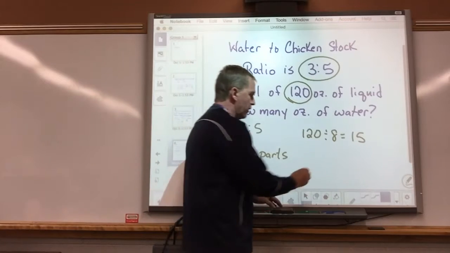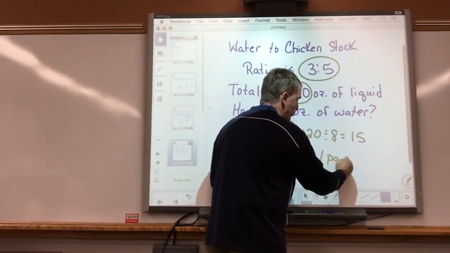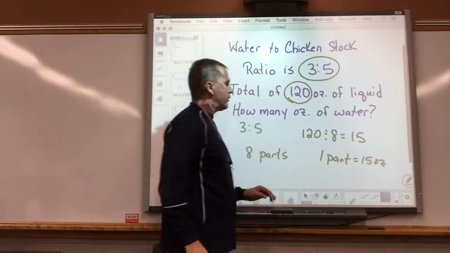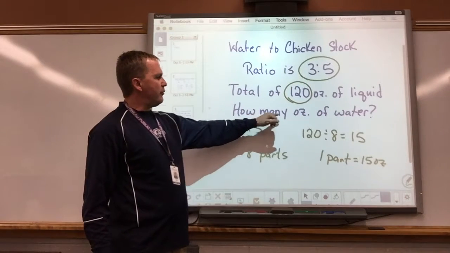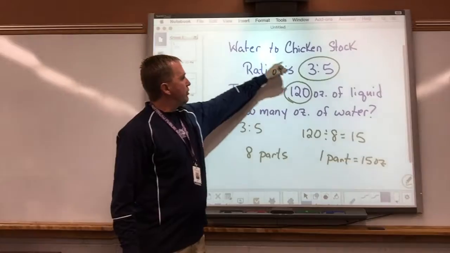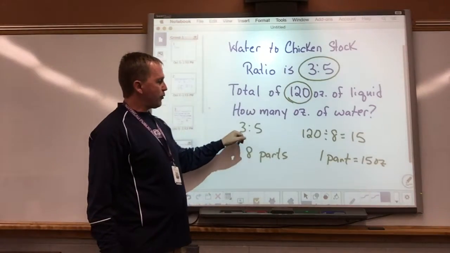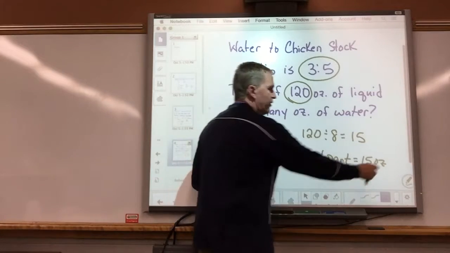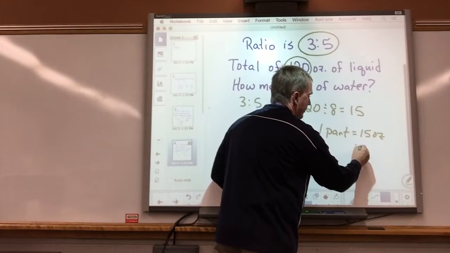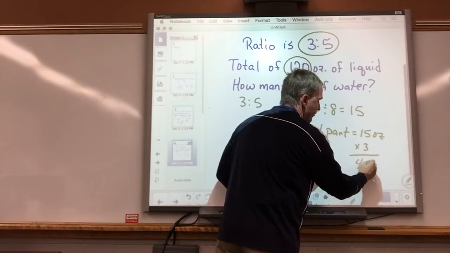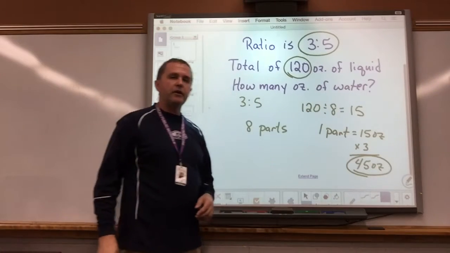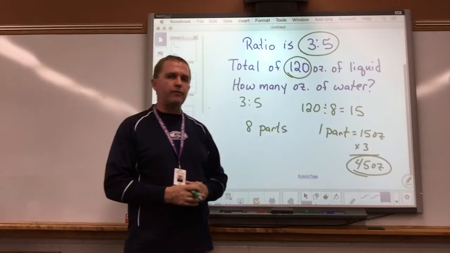So one part equals 15 ounces, if that's what I just figured out. It says here, how many ounces of water? Water was the part that was 3. We have 3 parts of water, so if this is 3 parts, 3 times 15 says that we should have a total of 45 ounces of water in our liquid composition.